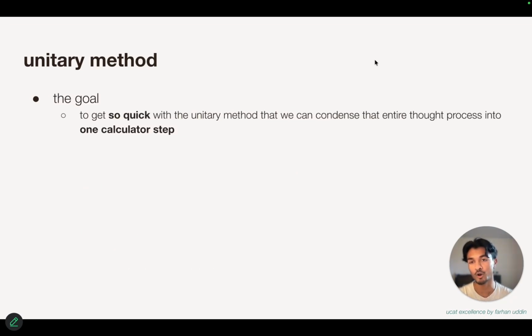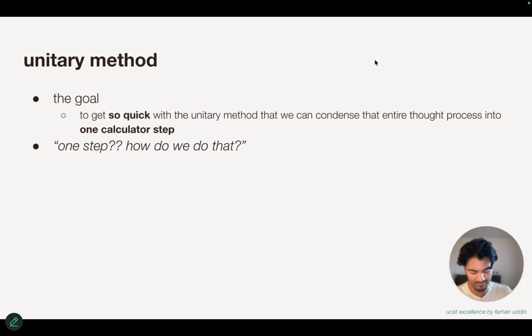So the goal here with the unitary method is to get so quick that we can condense that entire thought process into one single calculator step. Now you might be asking, one step? How on earth do we do that? So I'm going to show you exactly how we do that.